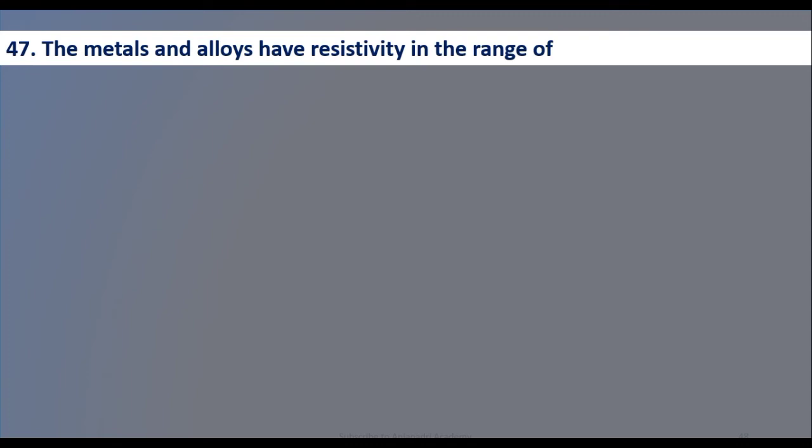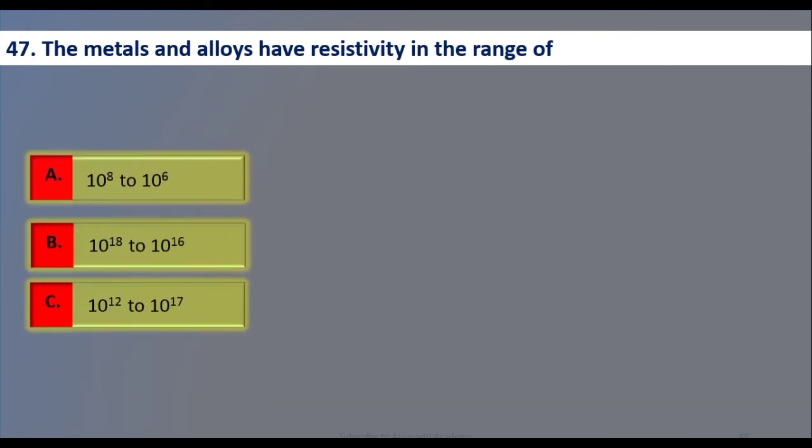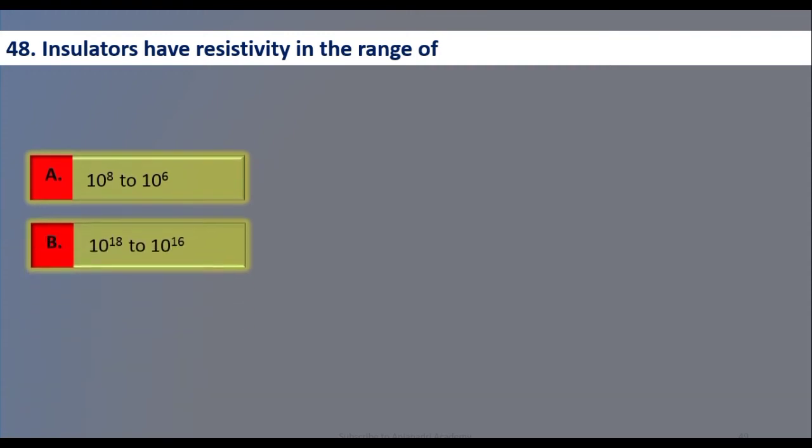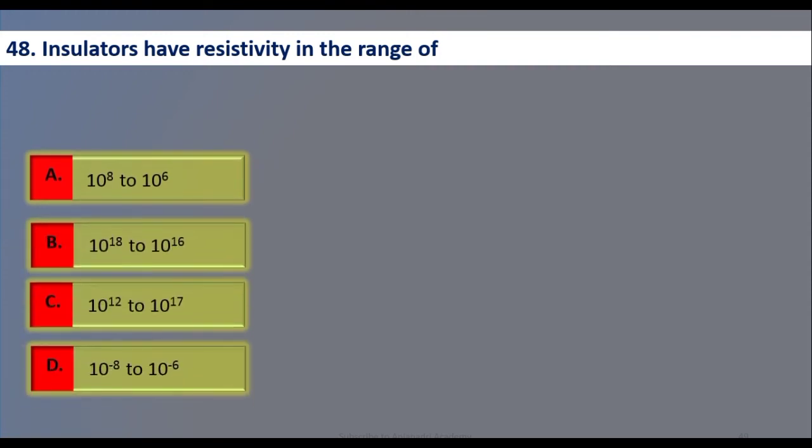The metals and alloys have resistivity in the range of 10 raised to minus 8 to 10 raised to minus 6, means they have very low resistivity. Therefore option D is the right answer. Insulators have resistivity in the range of 10 raised to 12 to 10 raised to 17. Option C is the right answer.